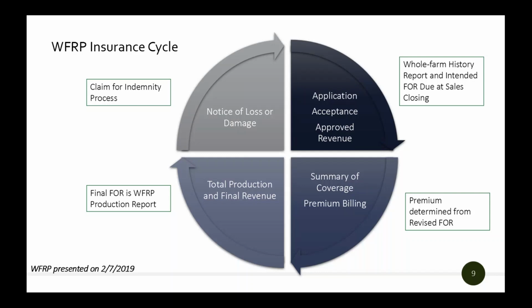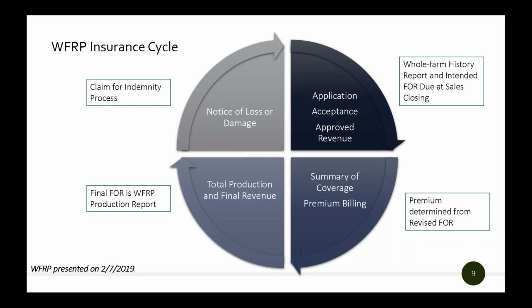The summary of coverage and then premium billing. The summary of coverage on this product happens similar to other federal crop insurance products, after the acreage reporting date, and that's when the revised farm operation report is due. That's when we'll see what you've actually done on your farm, so that we can determine from that what the premium billing will be based on. Total production and final revenue, that is at the end of the year or at claim time. There's some language in the policy that you will need to be familiar with about when that report is due, but basically that's giving us what happened on your farm. Probably you'll need to do some ending inventory that'll help you out with that.